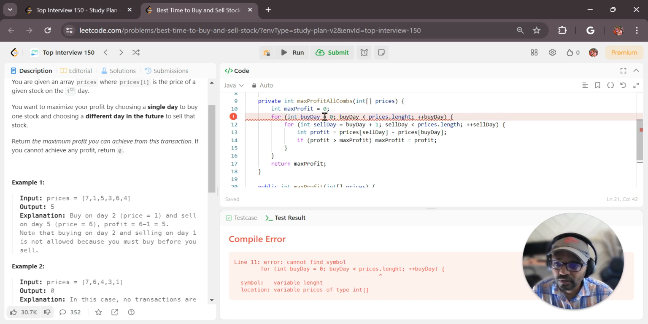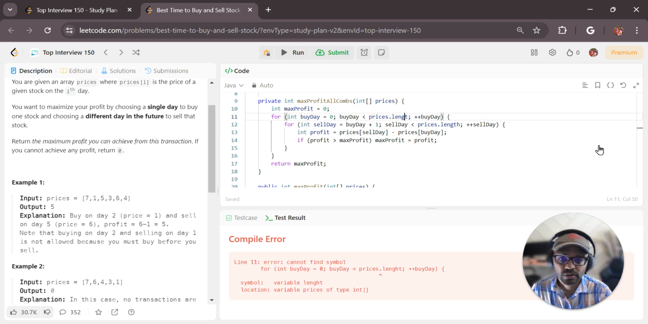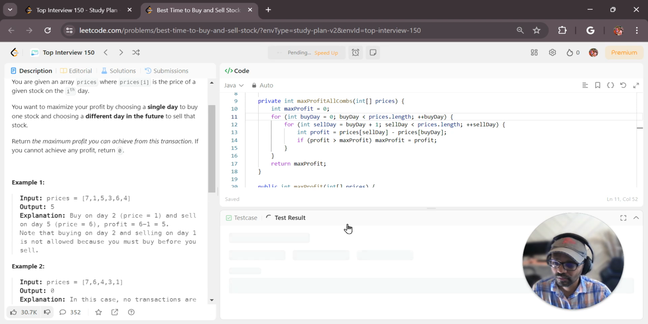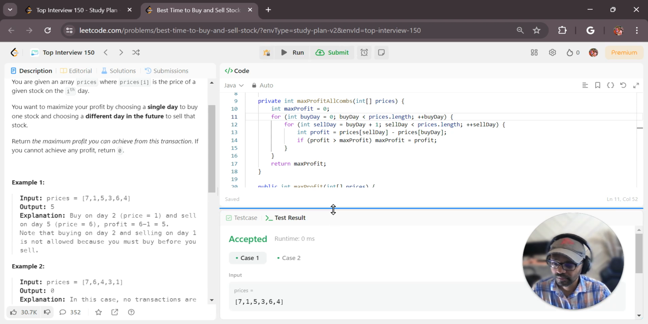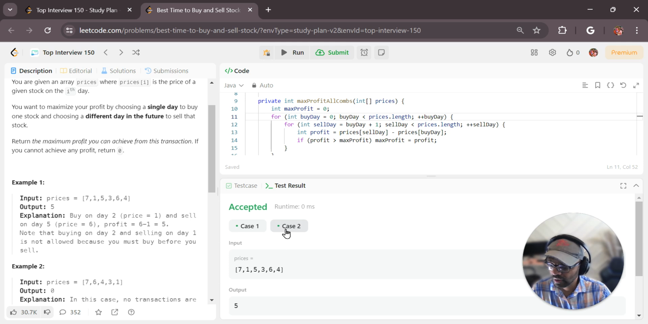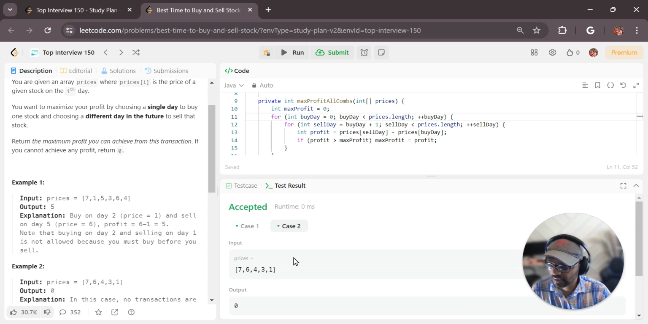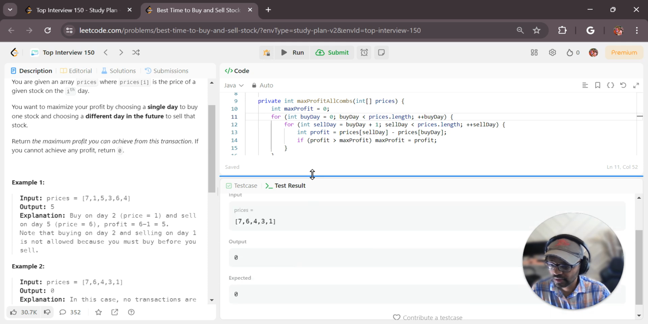Yeah, that should be straightforward to fix. Let's see, ILANGTH. Okay, it says accepted. Both the cases. In this case, profit is 5, as they said. In the second case, the profit is 0, as they indicated.